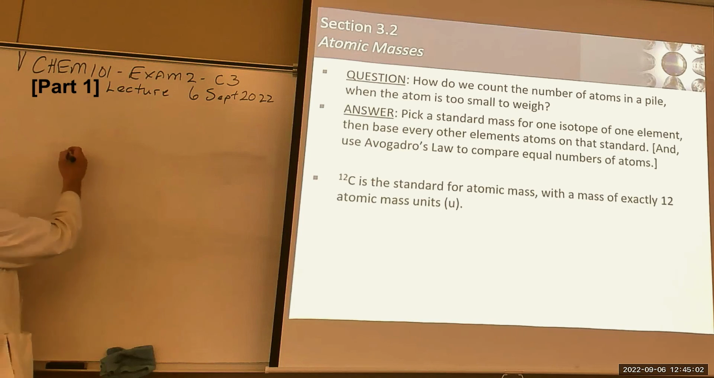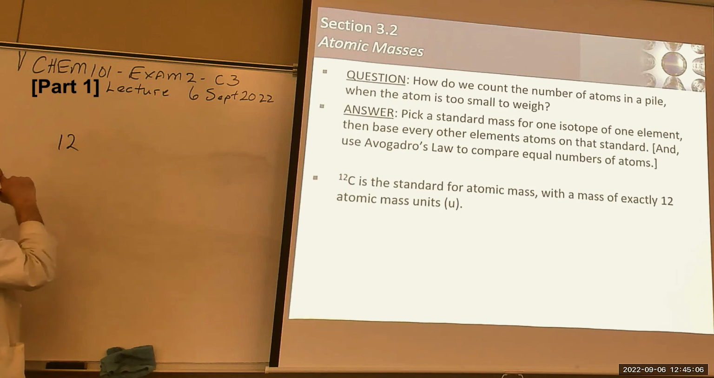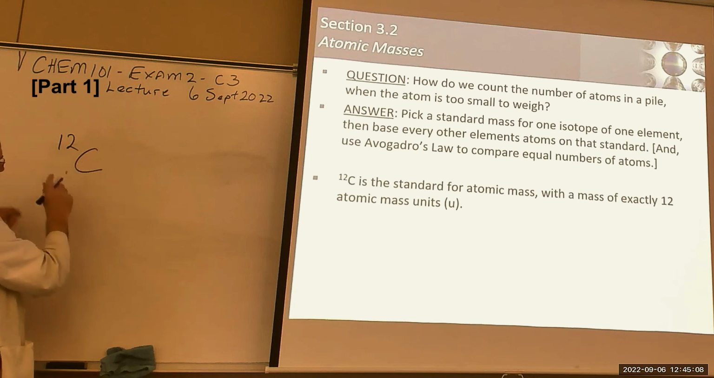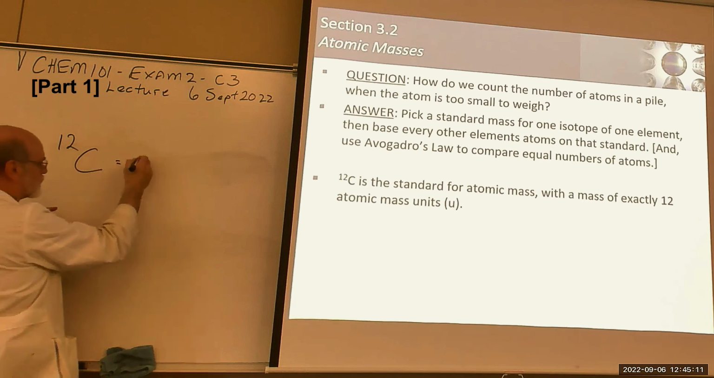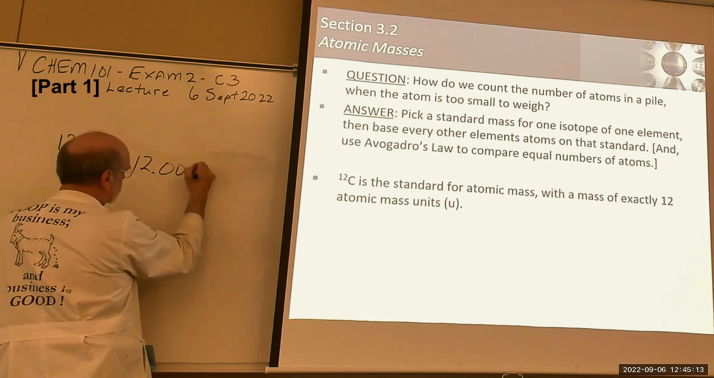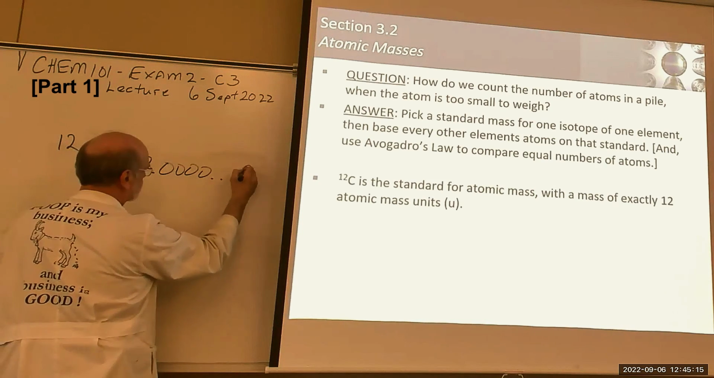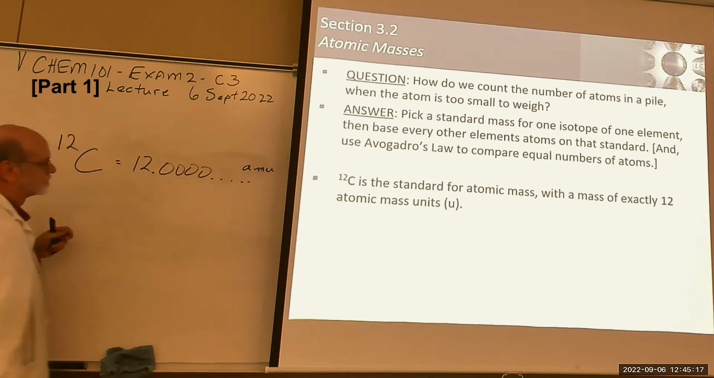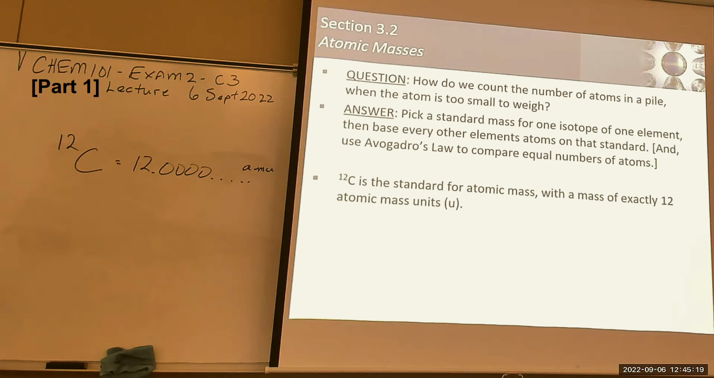And that one isotope, remember there's the mass number, that one is equal to 12.0000 atomic mass units. And then we compare everything else to that. Well, how do we do that? Well, it's kind of involved. Actually, the principle is very simple.